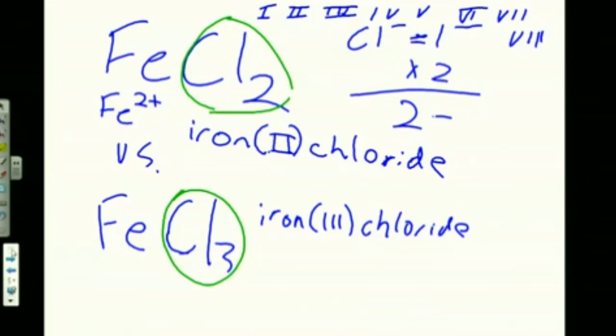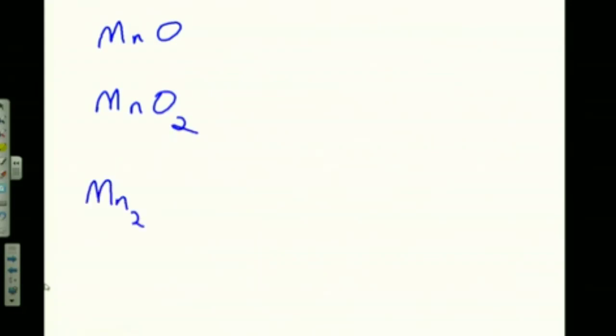All right, let's do some more examples. I want you guys to name these. Write them down. They're all manganese oxide. I'll give you that. I want you to tell me what charge is on manganese, basically. Just name each one of them.